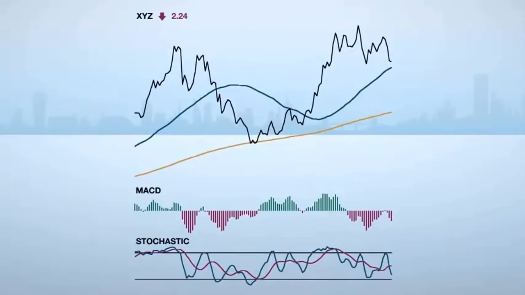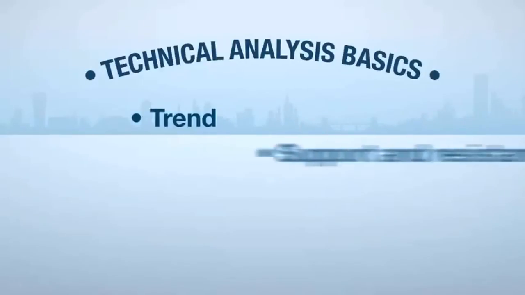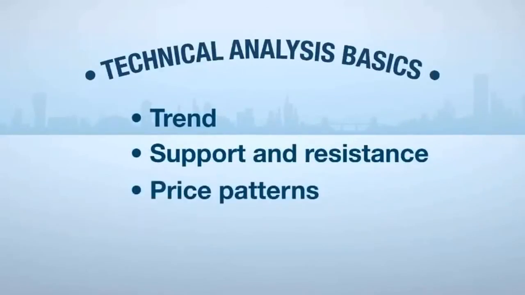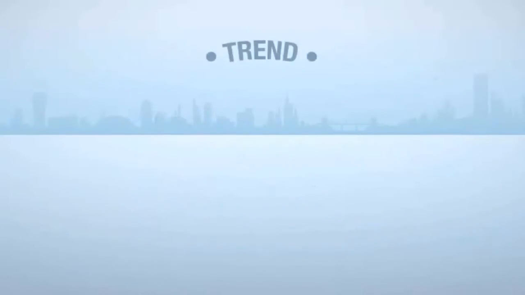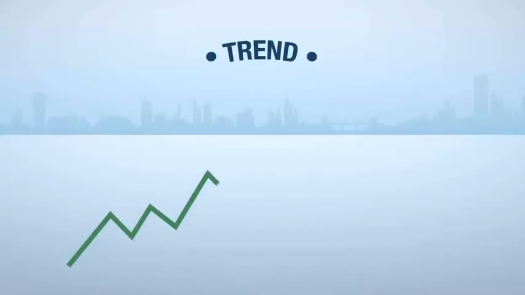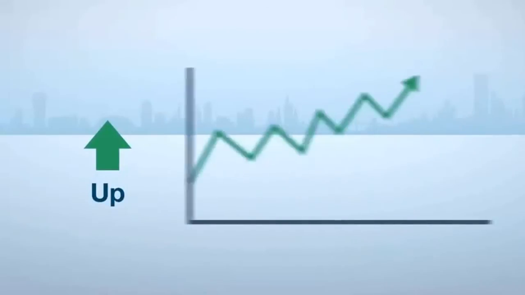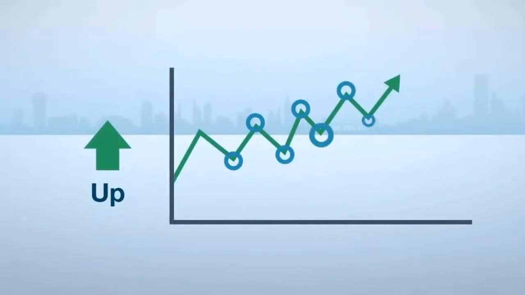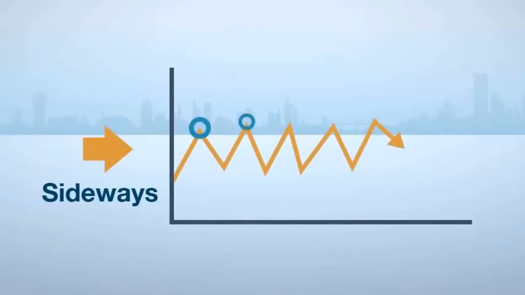In this video, we'll focus on a few technical analysis basics, including trend, support and resistance, price patterns, and technical indicators. Let's start with the first technique, trend. Trend is the general direction a stock's price is moving. There are 3 kinds of trends. Up, which is a series of higher highs and higher lows. Down, which is a series of lower highs and lower lows, and sideways, which has roughly equal highs and lows.